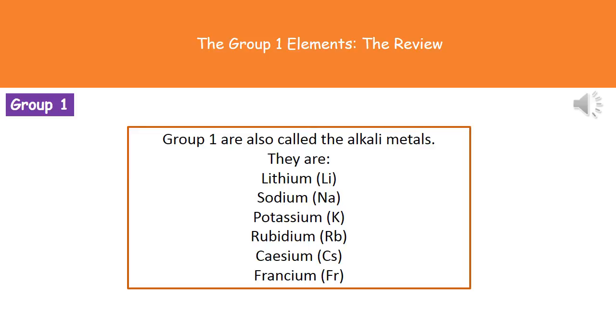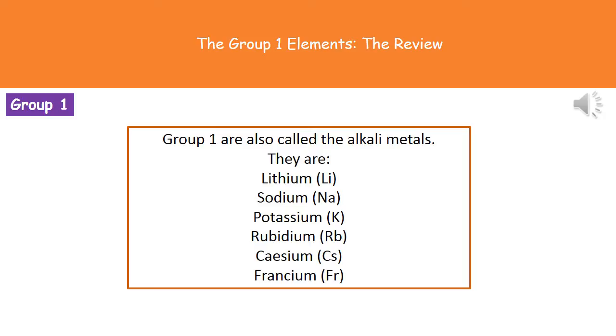So the first thing we need to remember then is where we actually find Group 1 on the periodic table. If you look at your periodic tables, what you'll find is the far left hand column is Group 1. Remember, you get a copy of the periodic table on your exam paper on the back page, so you don't have to memorize any of these names at all. You just need to know where to find it.